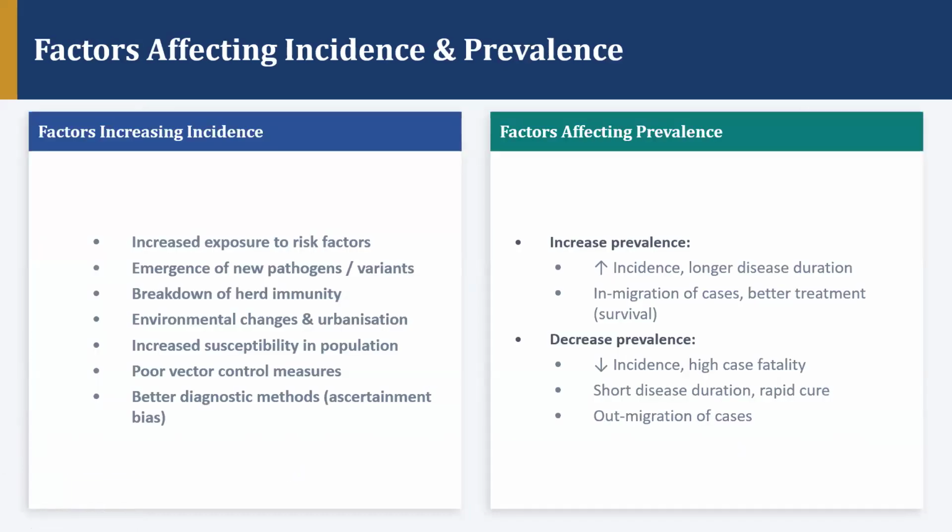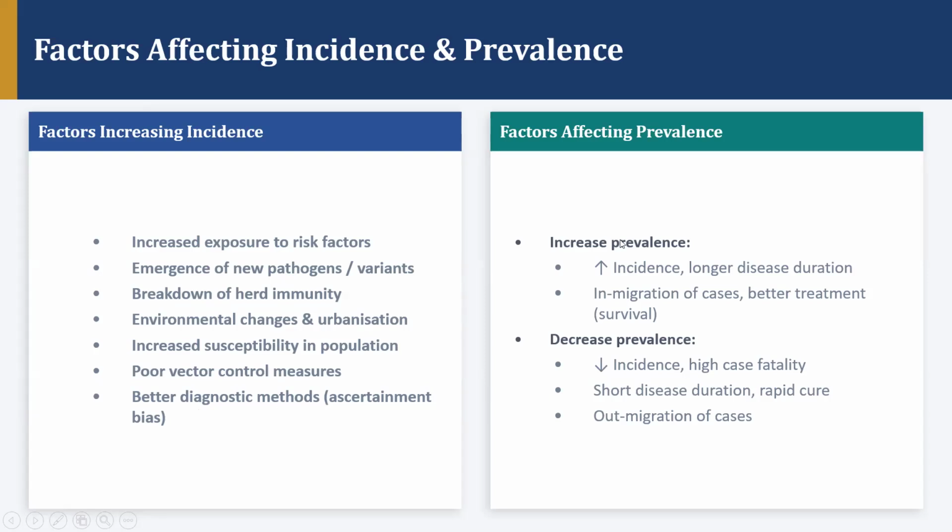Next are the factors that affect the incidence and prevalence. Factors that increase the incidence include increased exposure to the risk factor, emergence of a new pathogen, breakdown of the herd immunity, environmental changes and urbanization, increased susceptibility in the population, poor vector control measures, and better diagnostic methods.